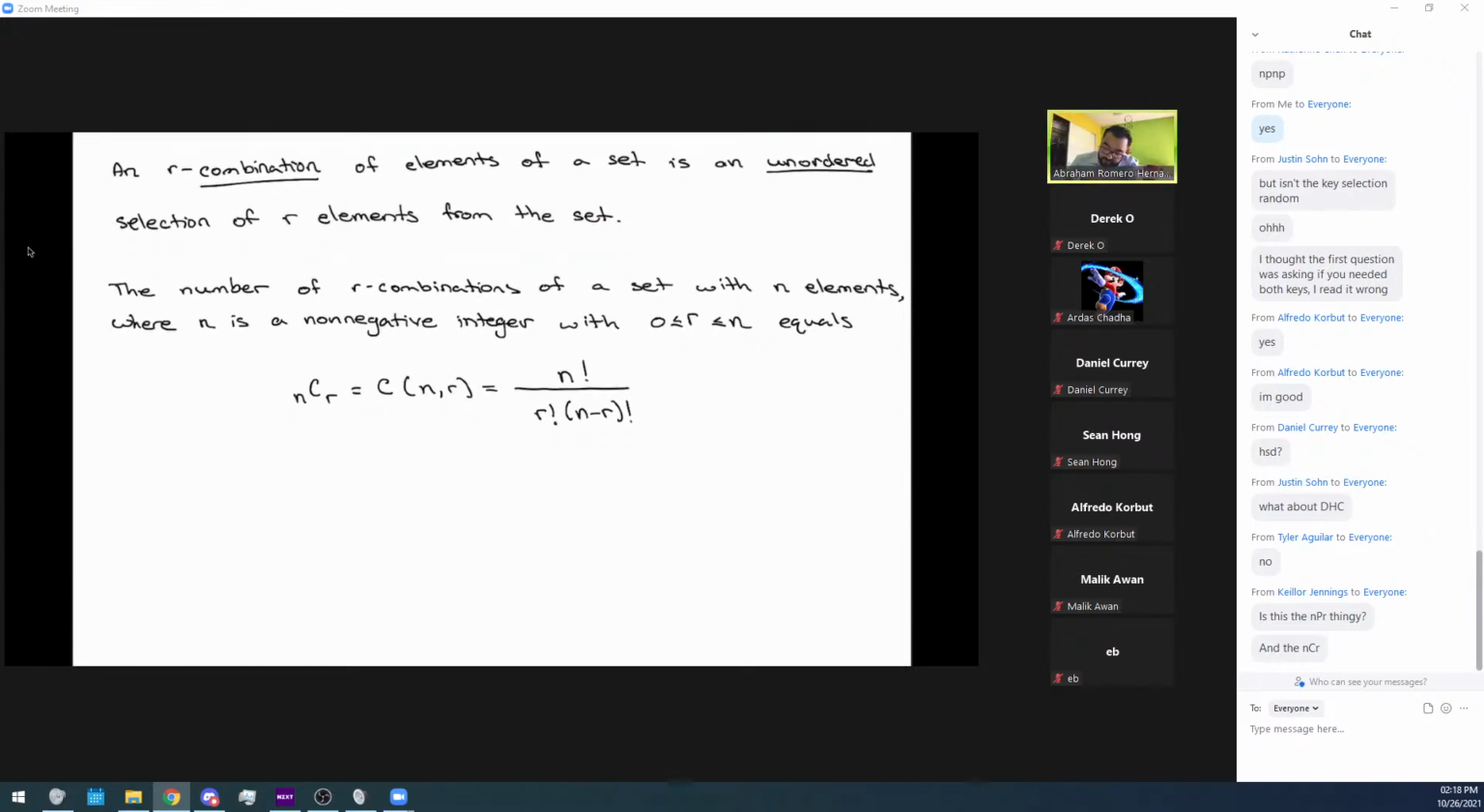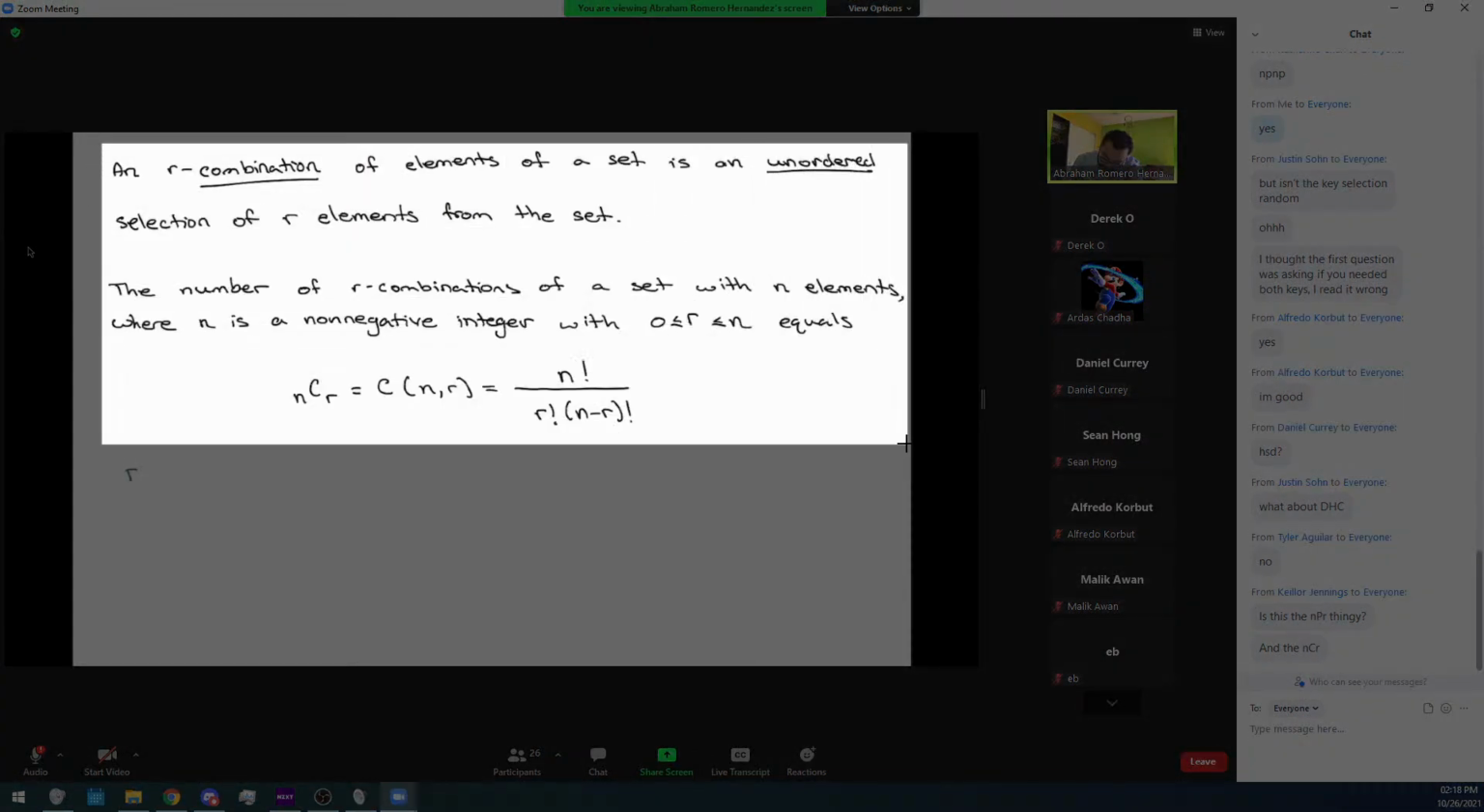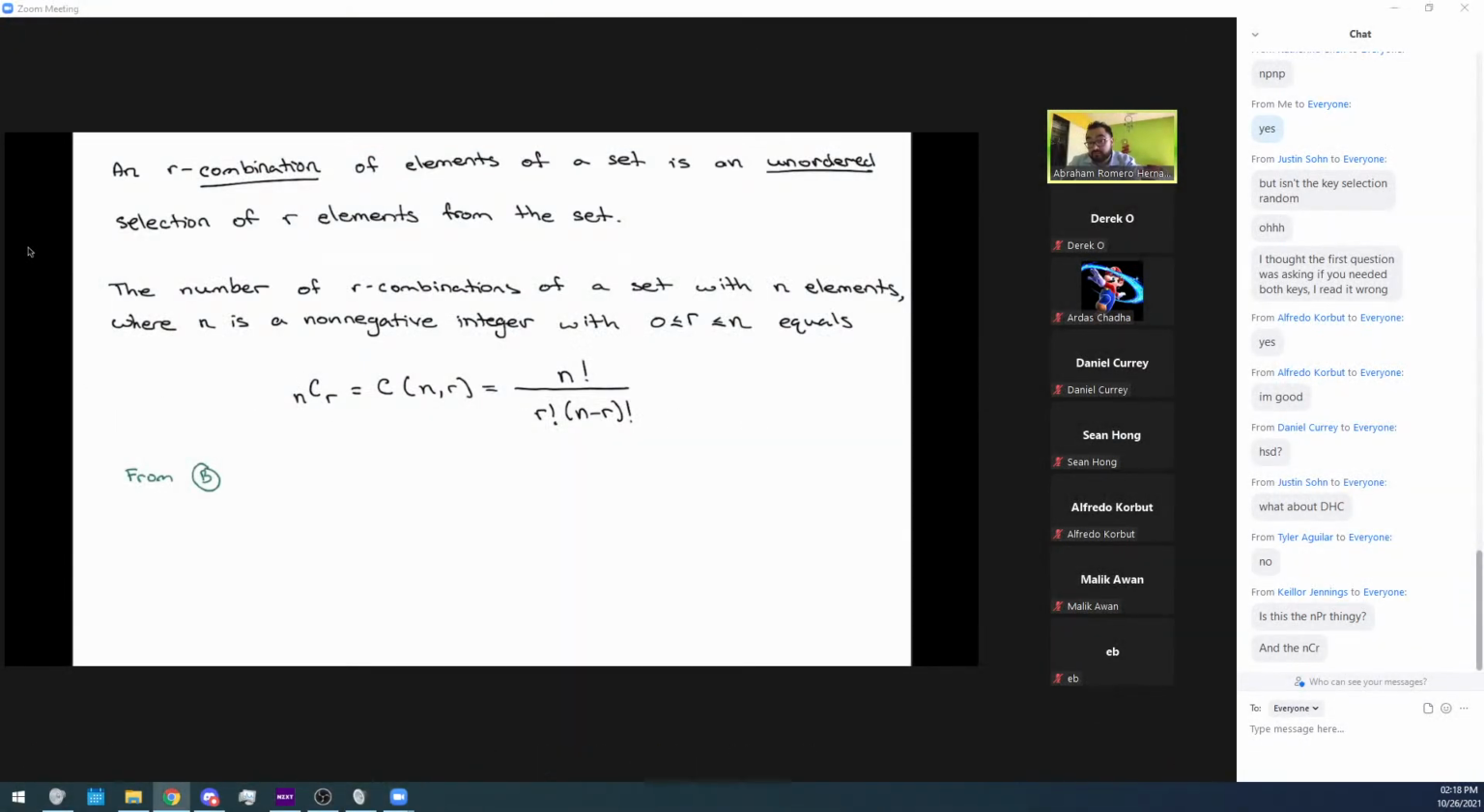So going back to B, where we had to select 4, we had out of a 4 card deck, we had to select 3 cards. So 4 choose 3. That's another way of saying it, which is 4 factorial over 3 factorial times (4 minus 3) factorial. This is 4 factorial over 3 factorial times 1 factorial.